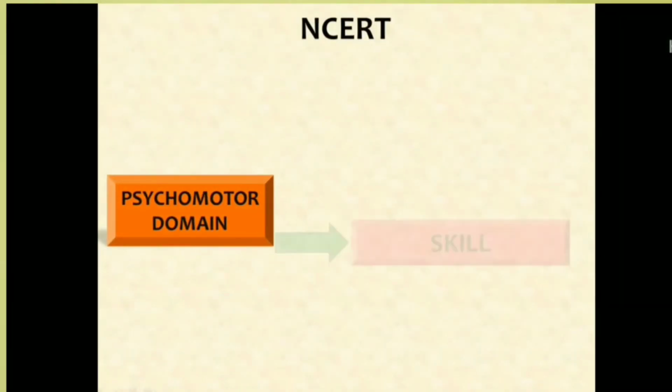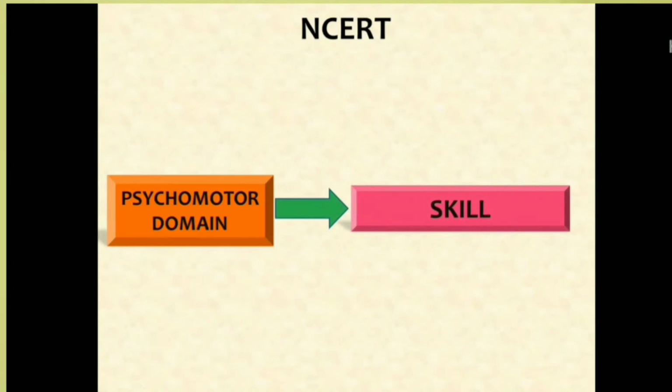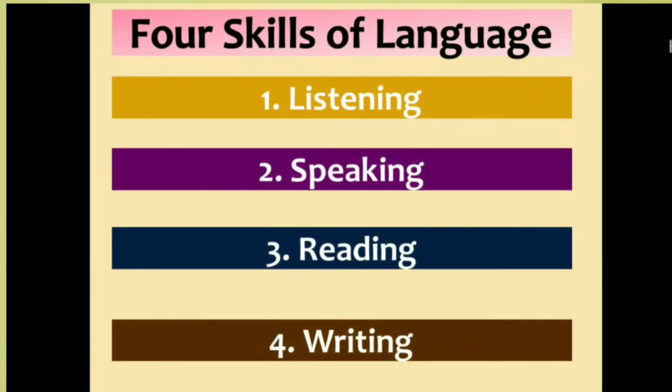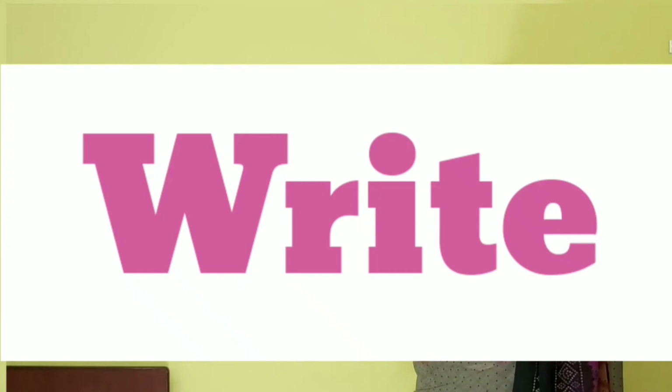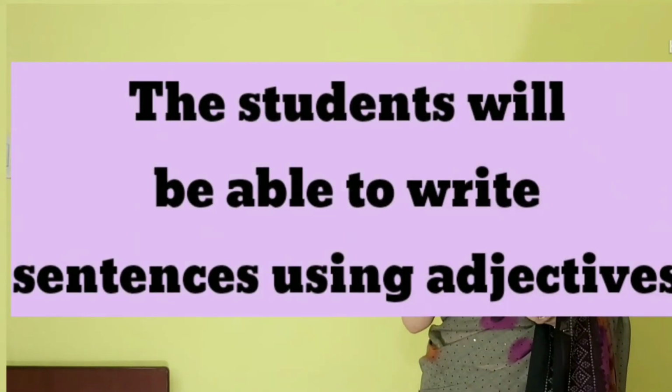As we have already discussed that while setting the objectives for psychomotor domain, we focus on the development of skills. We know it very well that there are 4 skills of language, which are listening, speaking, reading and writing. So now I choose write to set my objective. So the objective can be, the students will be able to write sentences using adjectives. For micro lesson plan, you will frame 2 objectives for skill. But for macro lesson plan, only 1 objective would be enough for this domain.